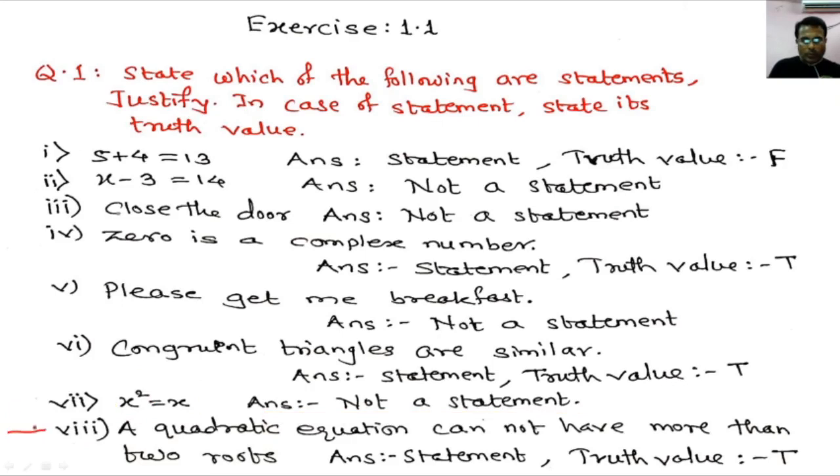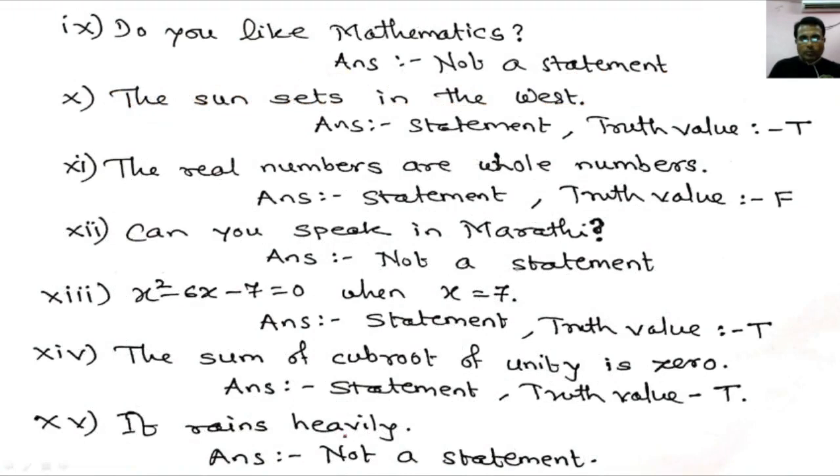Next question, question number 8: a quadratic equation cannot have more than 2 roots. We know that every quadratic equation has a possibility of a maximum of 2 roots, and therefore this is a true statement, and that's why it is a statement. Next, question number 9: do you like mathematics? It is an interrogative sentence, so therefore it is not a statement.